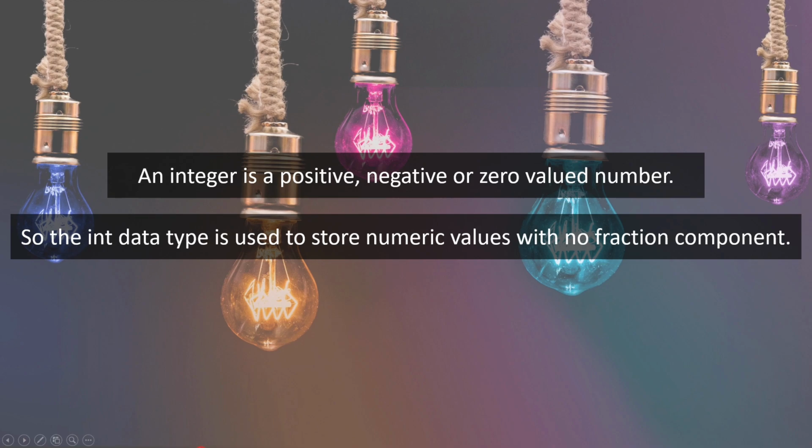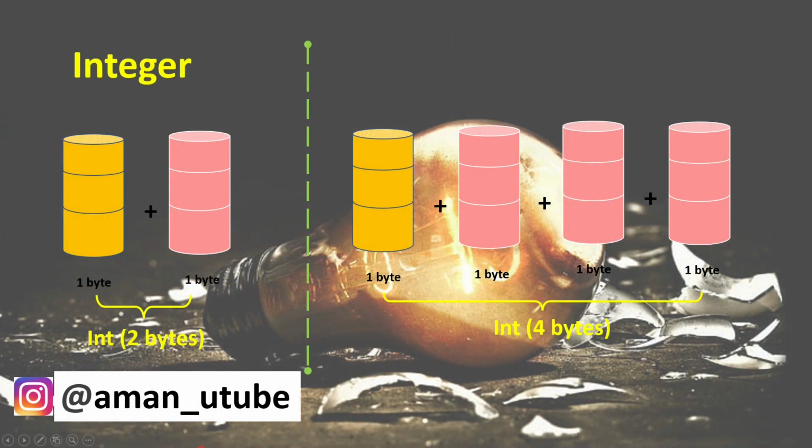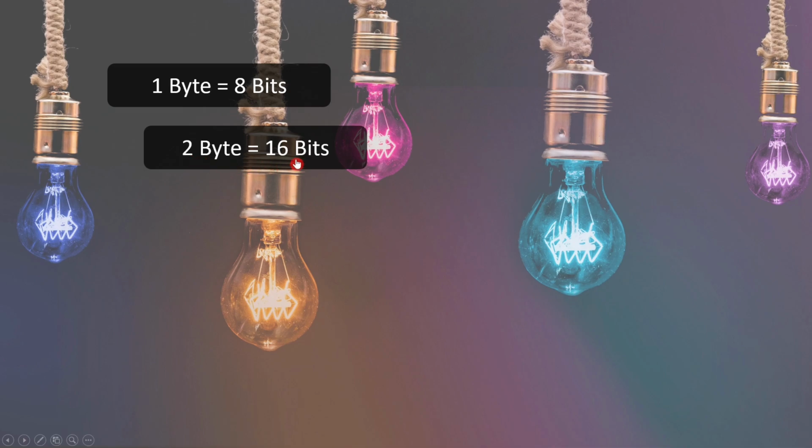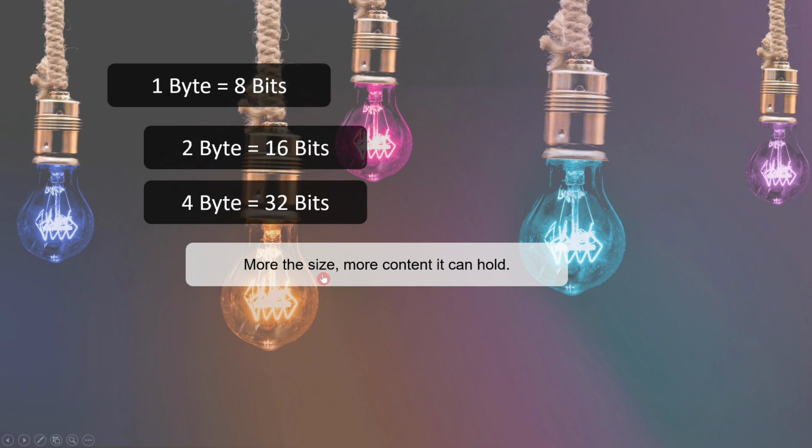Recall from the previous lecture, that is introduction to data types, an integer can take either 2 bytes of memory or 4 bytes of memory depending upon the machine you are working with. Because 1 byte was 8 bits, therefore 2 bytes equal 16 bits and 4 bytes equal 32 bits. The more the size, the more content it can hold.